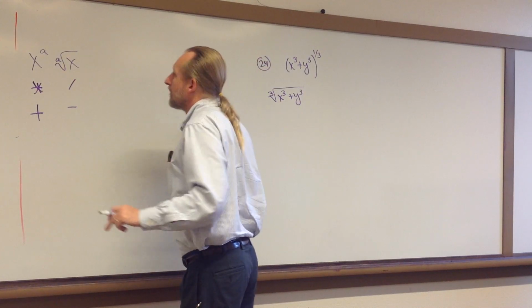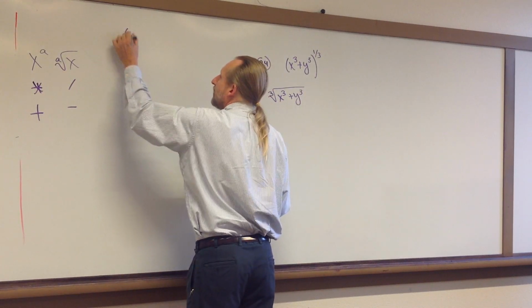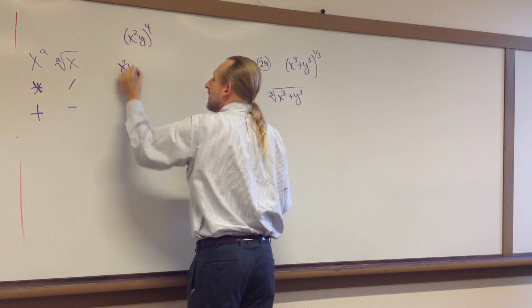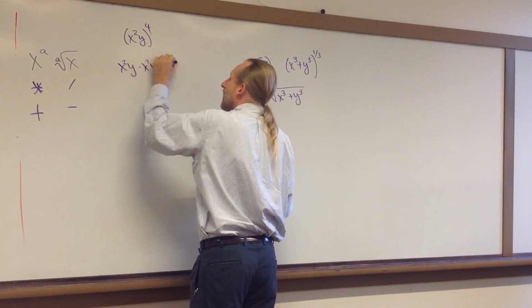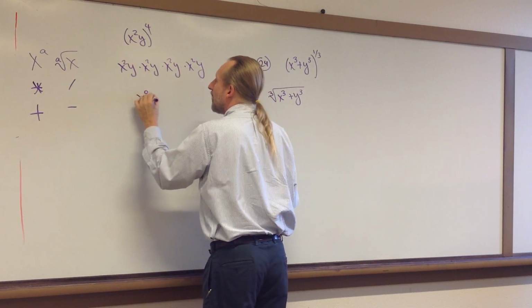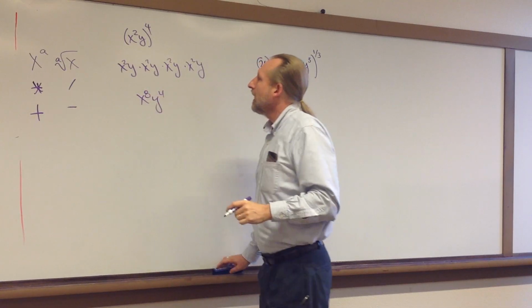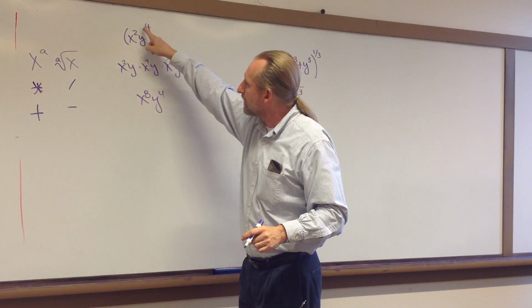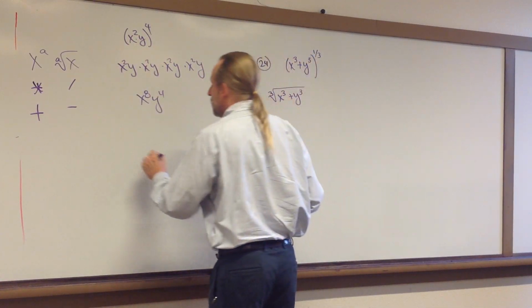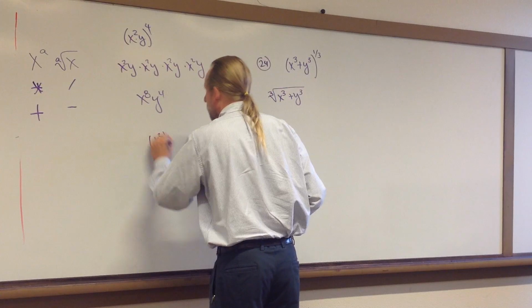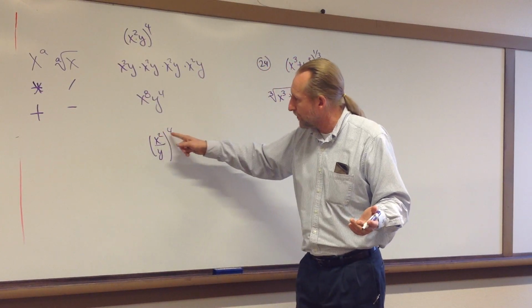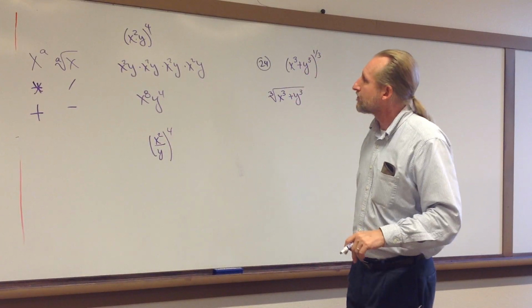With the powers, right, let's say you have x squared y to the 4th power. Well, that's x squared y times x squared y times x squared y times x squared y. There's your x to the 8th power, y to the 4th power. And so you can distribute this exponent across the multiplication that's inside there. And you can do the same thing with division, right? If it were x squared over y, it wouldn't be any different. You can still distribute this exponent to both the numerator and the denominator.